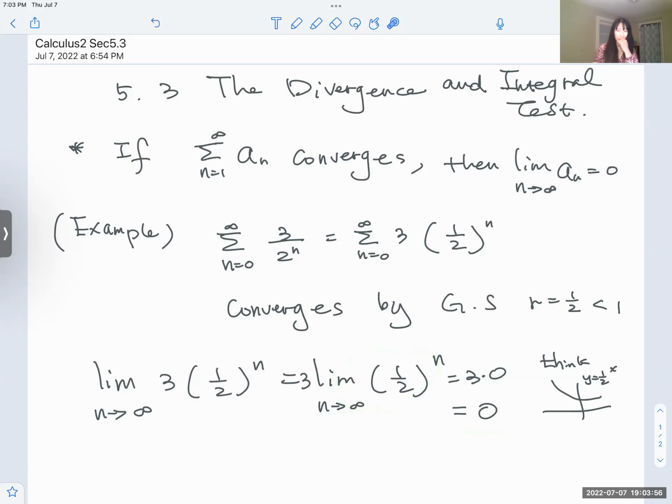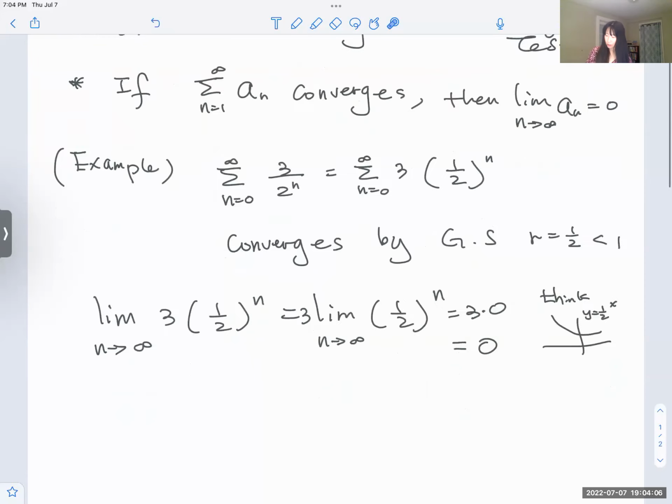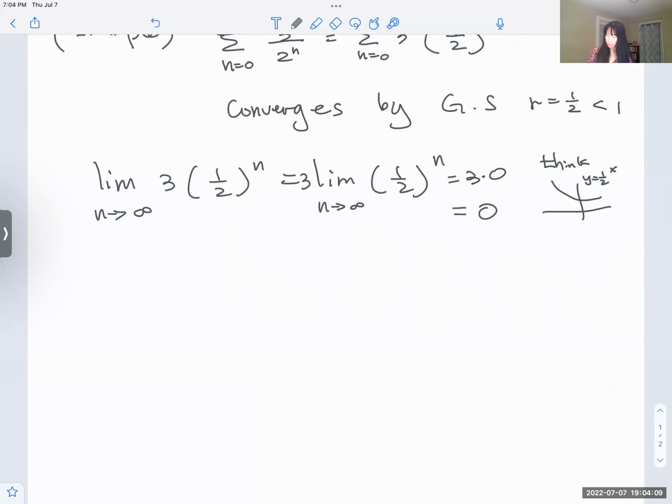All right, then we have the other way, that is, the divergence test theorem.